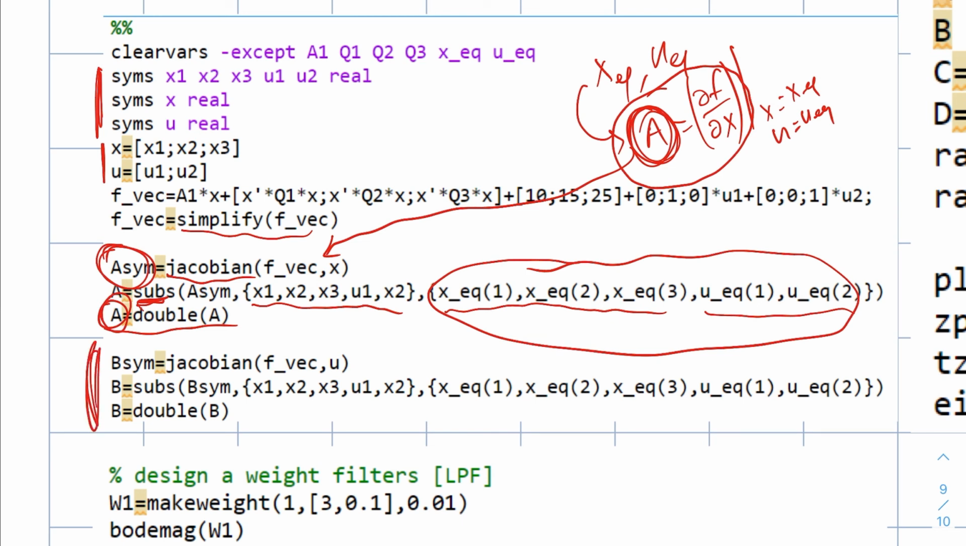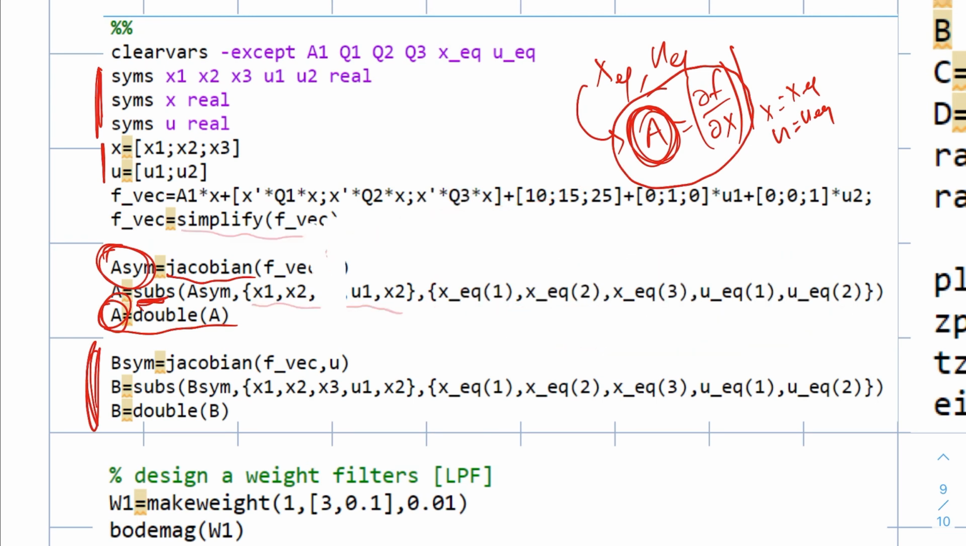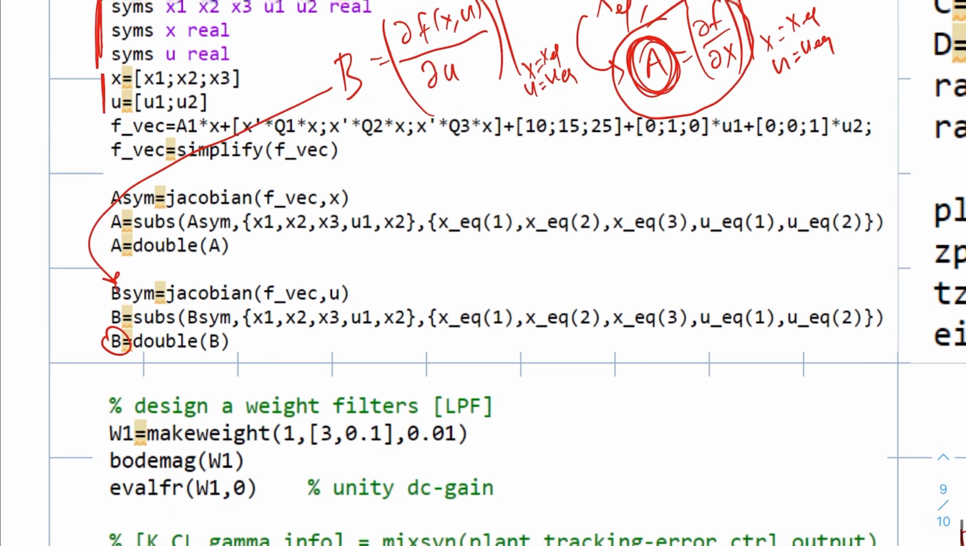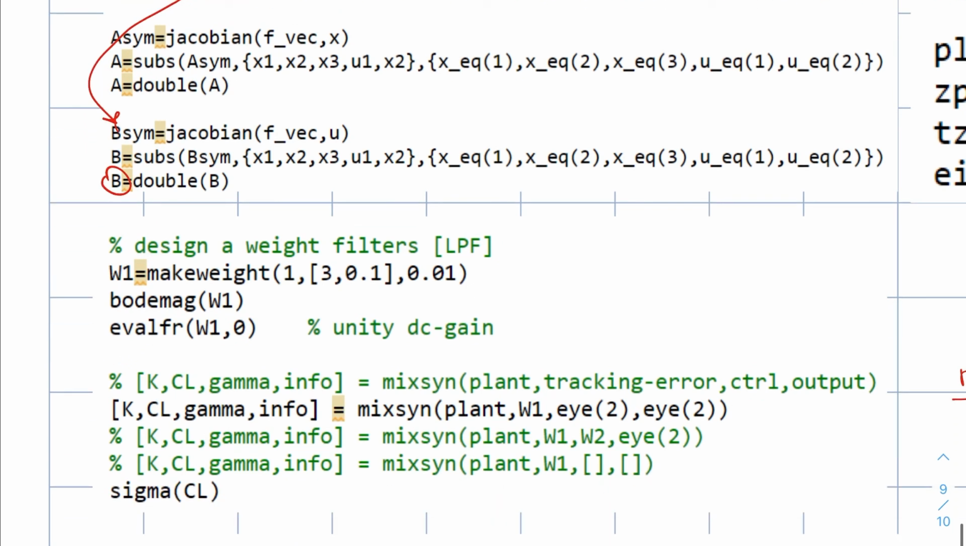And again, same for B, right? For B, what you do is this, and then substitute your equilibrium point. Okay, and obtain your B. All right, after that I'm going to try to wrap it up quickly.